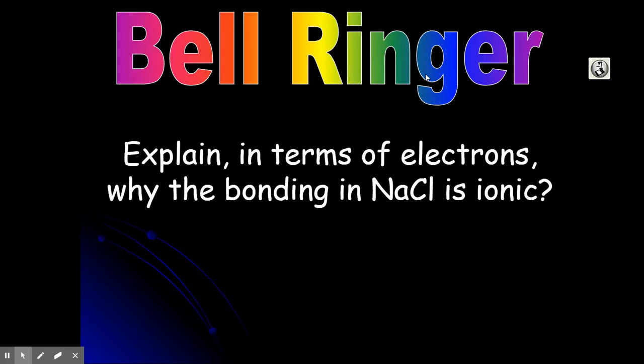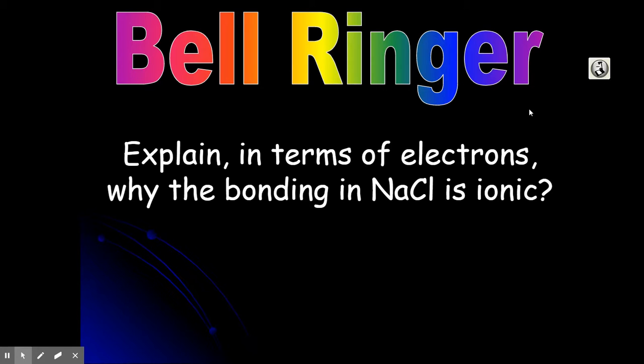It says, explain in terms of electrons why the bonding in NaCl is ionic. This is a question that has appeared on the Regents a few times, and people always have issues with it because they never answer it in terms of electrons. They always answer it in terms of electronegativity difference. They'll give me the electronegativity difference of sodium and chlorine, say that because of that it's ionic, which is a true statement, but it does not answer the question, so I cannot give you credit for it.